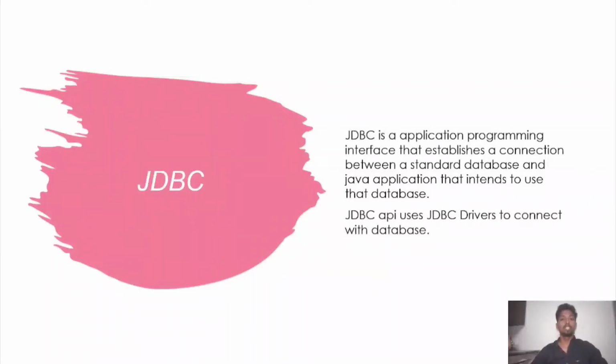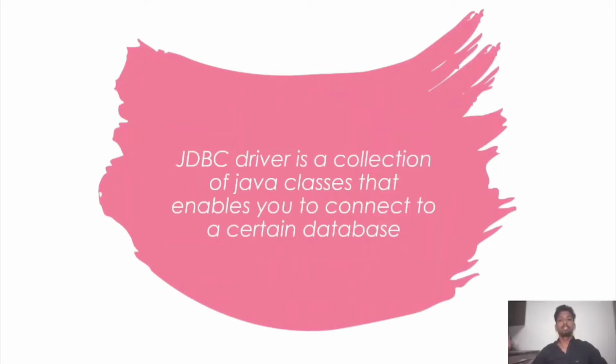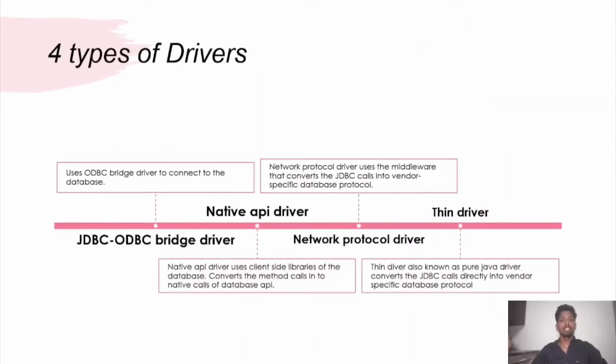Now, what are JDBC drivers? A JDBC driver is a collection of Java classes that enables you to connect to a certain database. For instance, if you have a MySQL database and you want to connect it to a Java program, the MySQL database will have its own JDBC driver. So you have to use that URL to connect the MySQL database to a Java application. In this way, these drivers help us connect JDBC to the database. And there are 4 types of drivers.